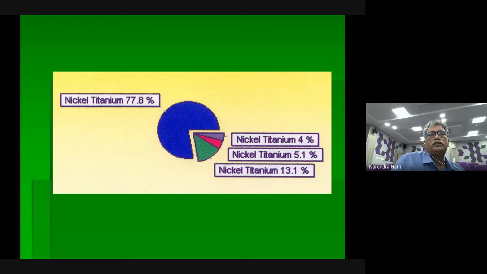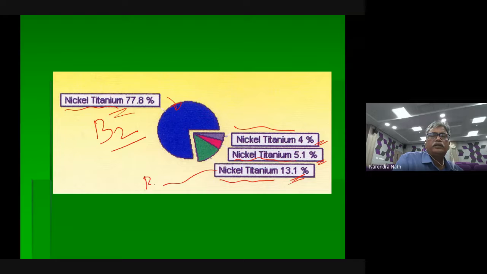Now you see, this is what we did with high-end X-ray. It gives a pie chart like this. Titanium nickel is around 77.8%, and nickel titanium is 4%, 5.1%, and 13%. Now you can think everything is nickel titanium, so what is special in it? You should correlate this with your previous XRD. This is B2, the high intensity peak, and this is your B19. These others are precipitates.